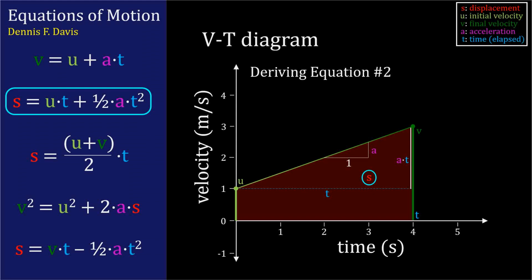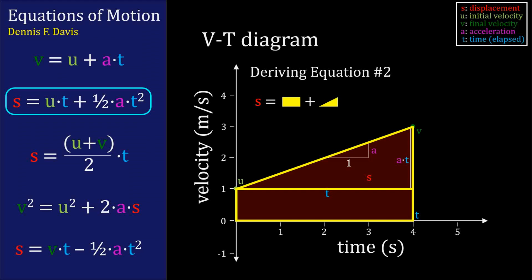One way to look at this area is as a combination of this rectangle at the bottom plus this triangle on top. The area of the rectangle is its height times its width. The height is u, and the width is t, so ut. The area of the triangle is 1/2 its width times the height. The width is t, the same width as the rectangle, and the height is at, so 1/2 t times at.